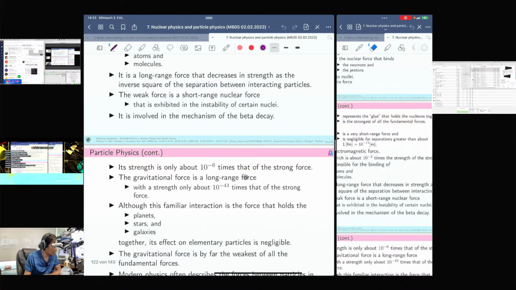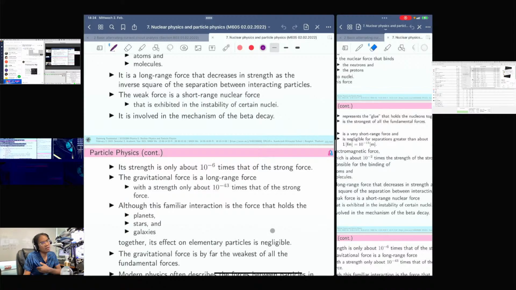Now we consider the fourth one, which is the gravitational force, a long range force. The strength of the gravitational force is around 10 to the negative 43, very small compared to the strong force. Although the gravitational force is used to explain many things about planets, holding planets, stars, and galaxies together, its effect on elementary particles could be neglected, because it's very small.